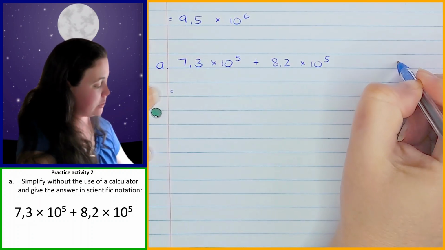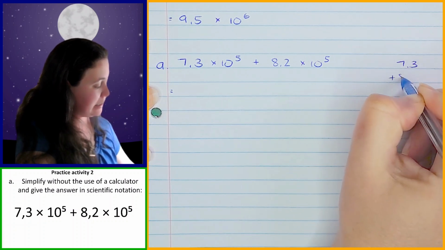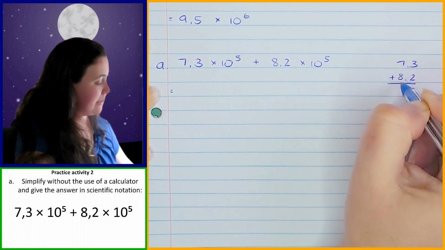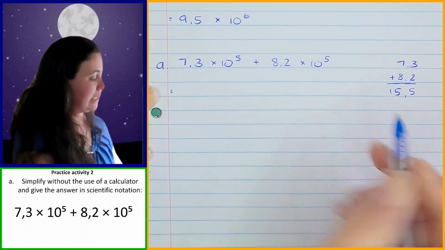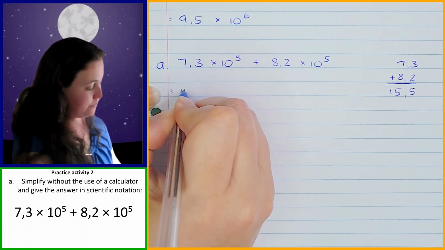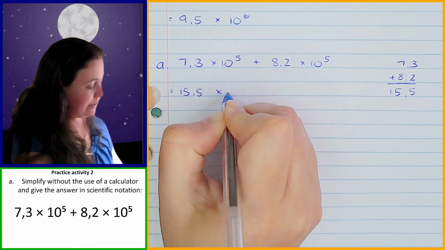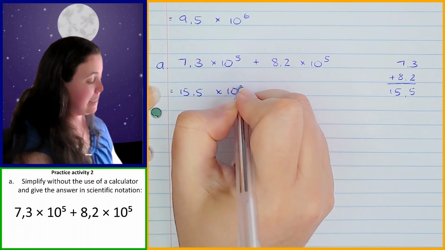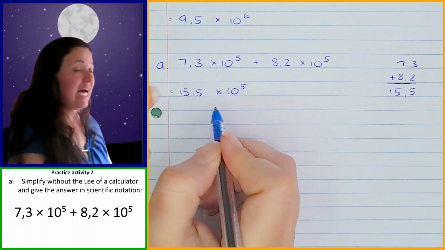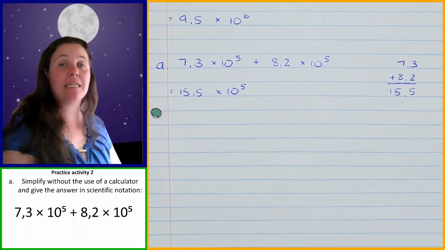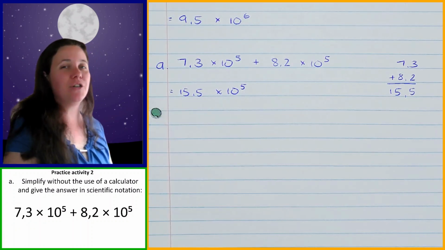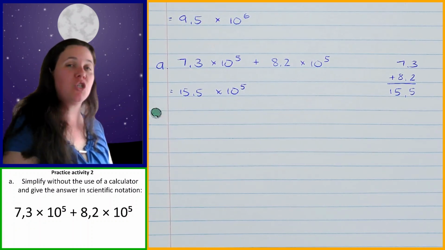So over here, I've got 7.3 plus 8.2. 3 plus 2 is 5, and 7 plus 8 is 15. That gives me 15.5 times 10 to the power of, remember the power of 10 doesn't change, so it stays 10 to the power of 5. Okay, now I need to go and check that this is in scientific notation still. So over here, if you look, 15.5, oh dear, that is too big. So we need to go and change that.